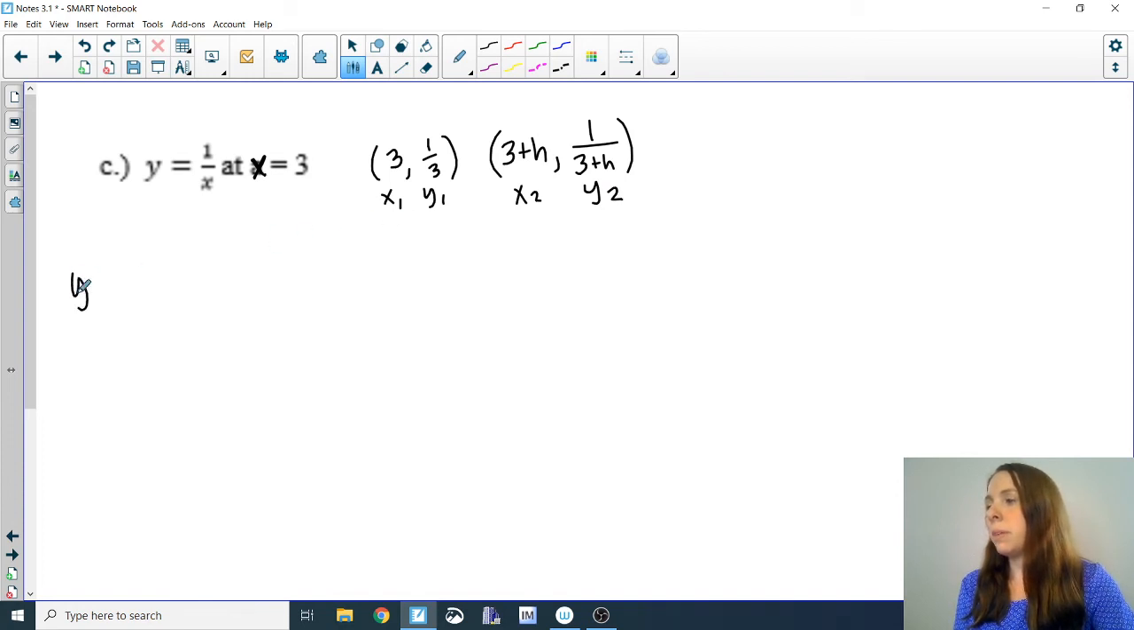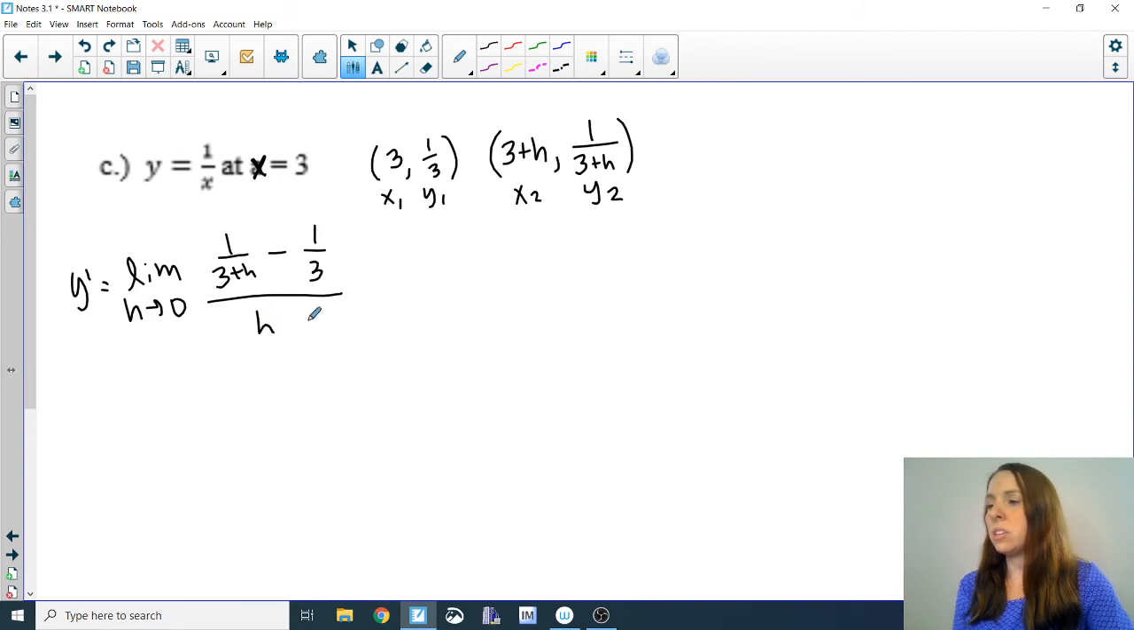So y prime will come from the limit as h approaches 0 of 1 over 3 plus h minus 1/3, all divided by 3 plus h minus 3, but that will simplify to just h. Now I do concede that even if you're able to set this part up, this one does look very different. It might look a little bit scary because we have this complex fraction thing going on.